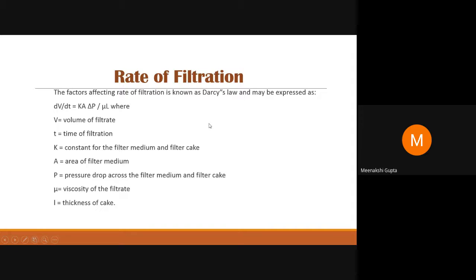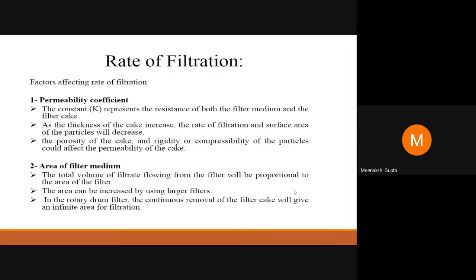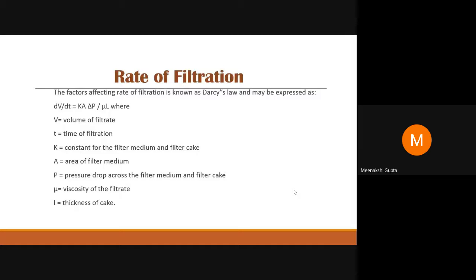So according to this, V is the volume of filtrate, T is the time of filtration. So dV upon dt is the rate of filtration, where K is the constant for filter media and filter cake. So basically, it is a filtration coefficient. In this, we will discuss in the next class. The permeability coefficient K. K is a permeability coefficient, and A is the area of the filter media.